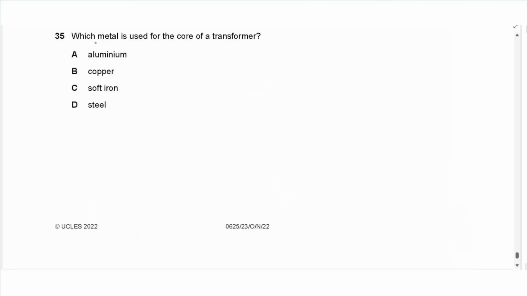Question 35 says which metal is used for the core of a transformer? A core of a transformer uses soft iron.